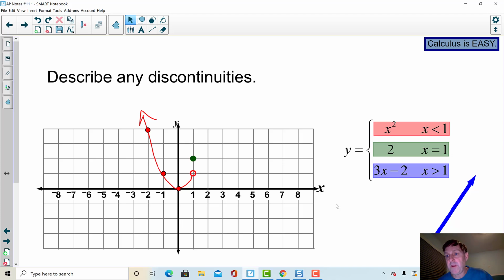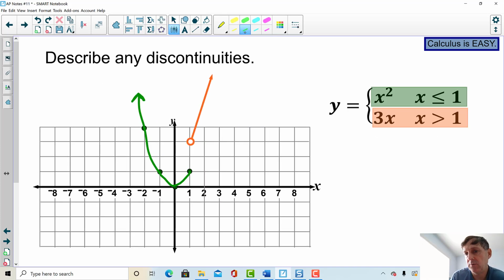And then when x is greater than 1, we have this line, 3x minus 2. Again, you always want to plug in the endpoint of 1, and that would give you 1. So you can probably see that we have a hole, even though they connect, we still have a hole at x equals 1. So what we end up with is actually a removable discontinuity when x is 1.